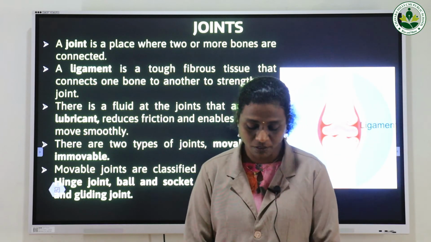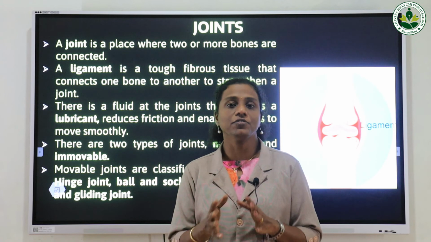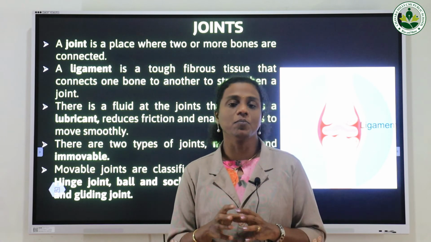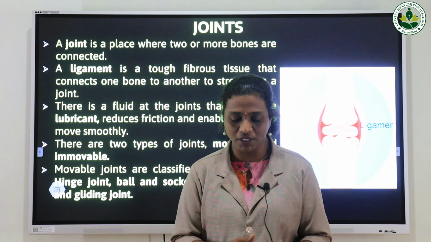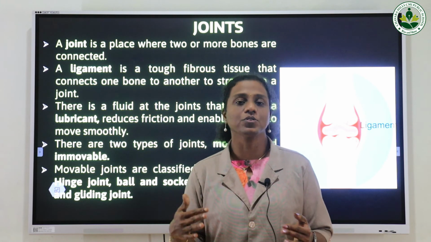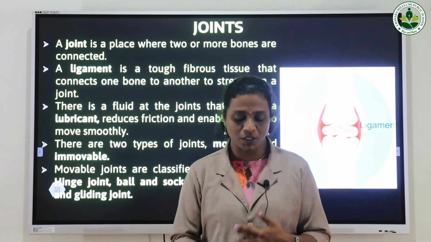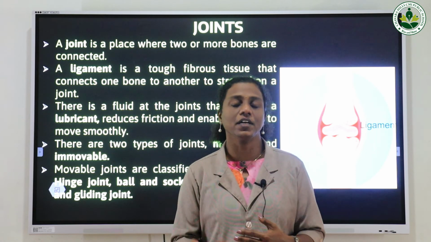Next, gliding joint. So gliding joint is also a free moving joint, and it is mainly present in the small bones like wrist, ankle and vertebrae. So it helps the bones to glide one bone over another. So it enables us to bend, twist, turn sideways, forward and backward.